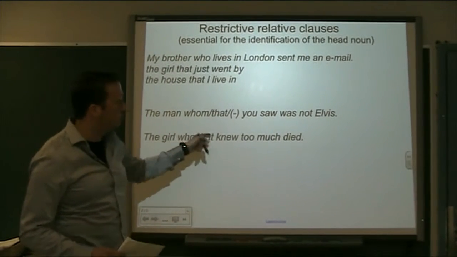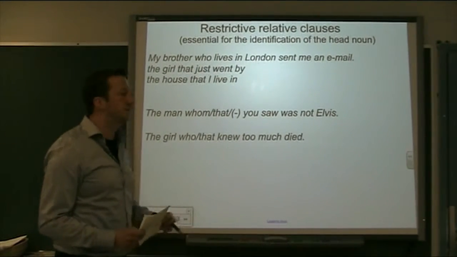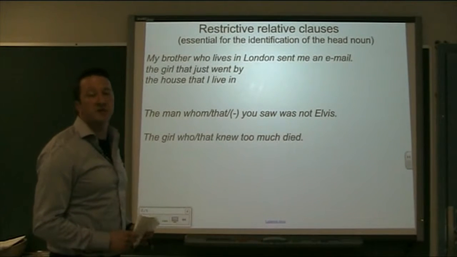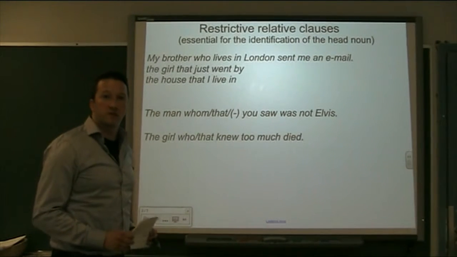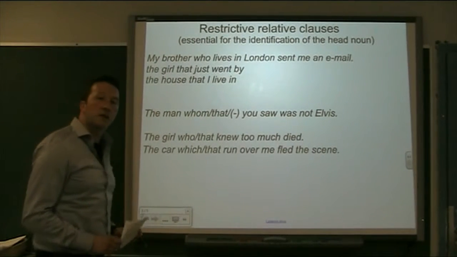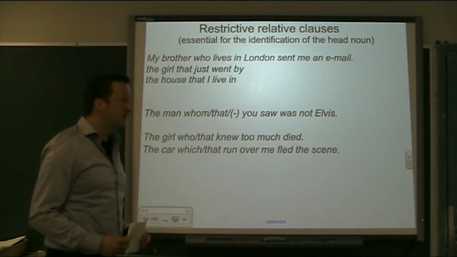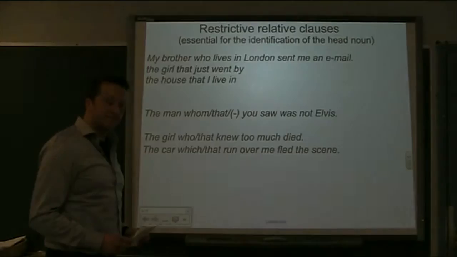The girl who knew too much died, or the girl that knew too much died. And notice that no commas appear before these relative clauses. And finally, a non-personal head, the car which or the car that ran over me fled the scene.